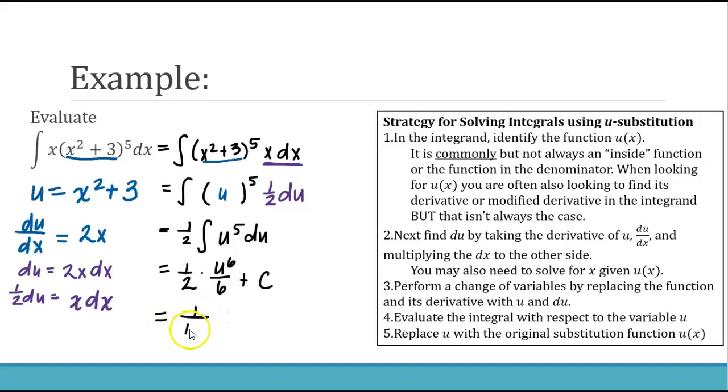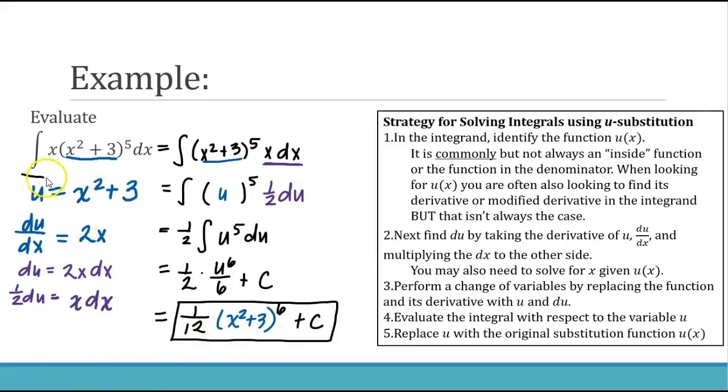So this is 1 over 12, and it would be u to the 6th, but now instead of u, I want to plug my x squared plus 3 back in. So I have x squared plus 3, and all of that is raised to the 6th power plus c. Since the original integral involved the variable x, I want my answer to involve the variable x as an indefinite integral. So all of this over here is like scratch work, and I typically do it underneath the indefinite integral and then show my work off to the right-hand side just to keep myself organized.